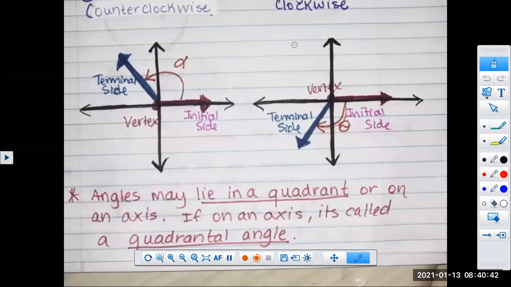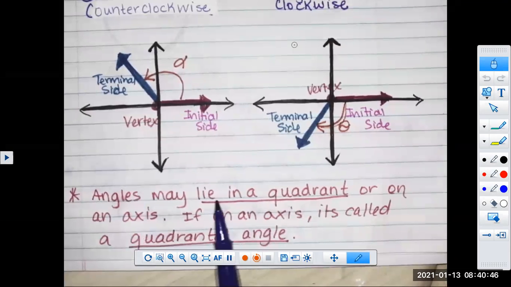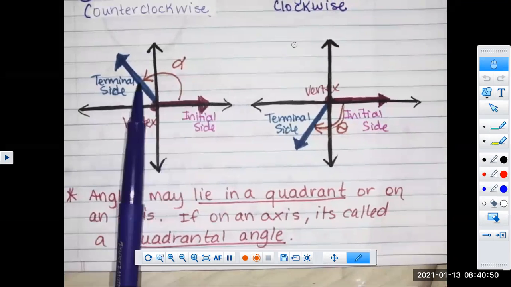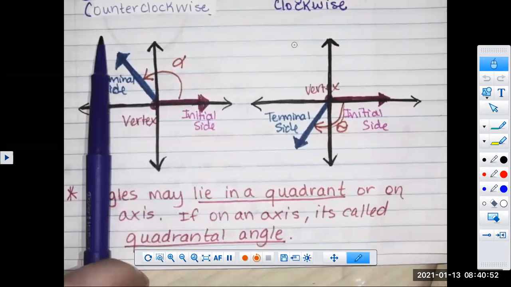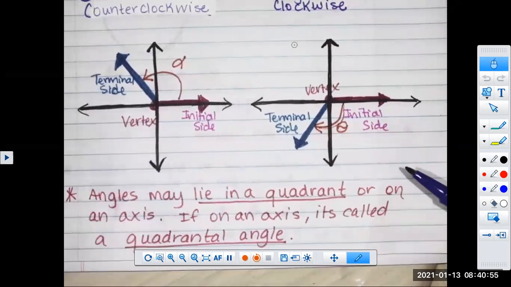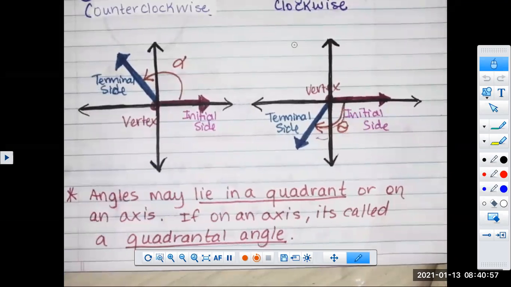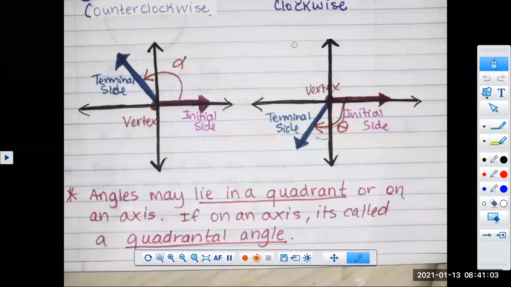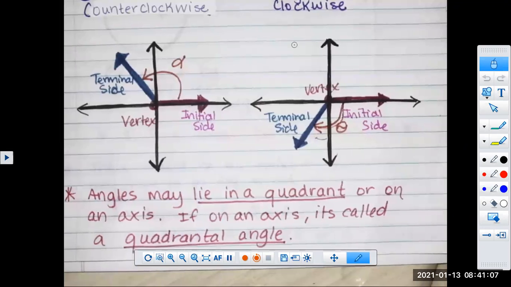So this probably is common sense to you, but angles may lie in a quadrant, such as angle alpha that I have shown here. It's going to lie in quadrant 2. Angle theta would lie in quadrant 3, or an angle may end up being on an axis. And so in that case, it's called a quadrantal angle.